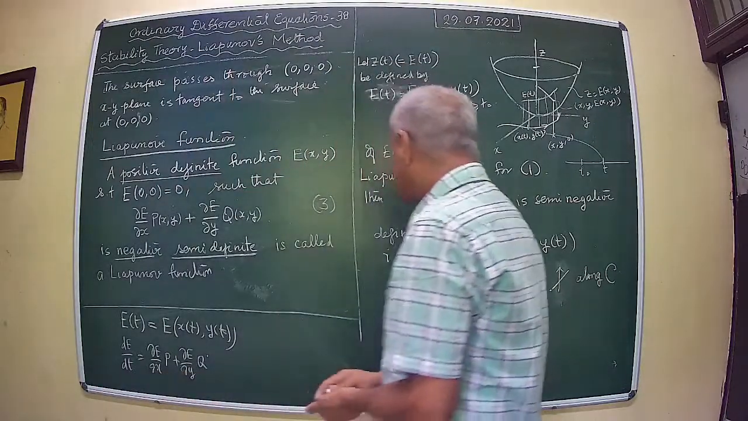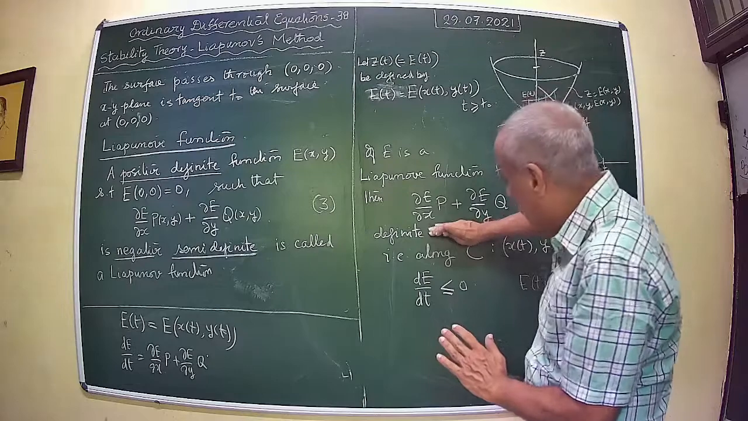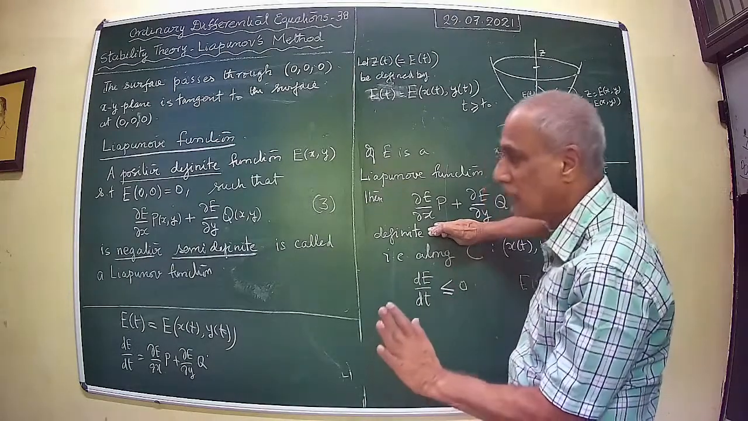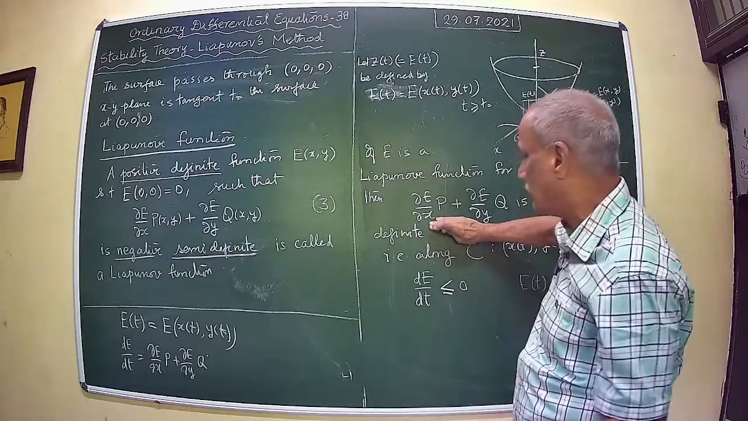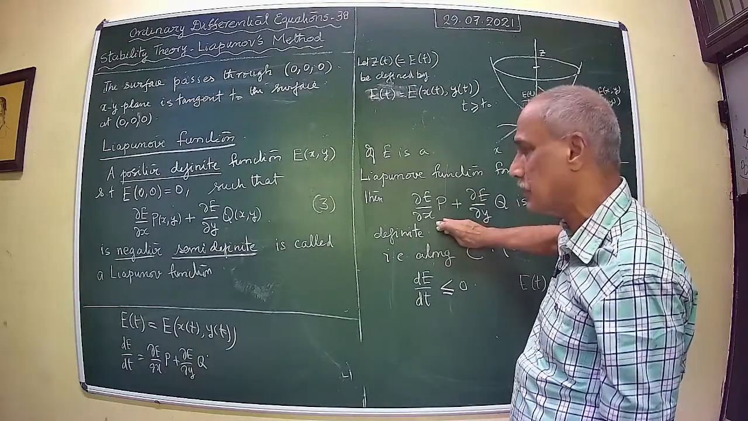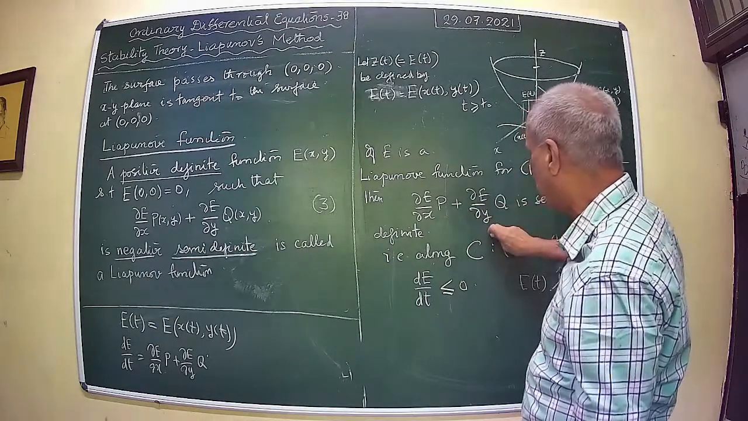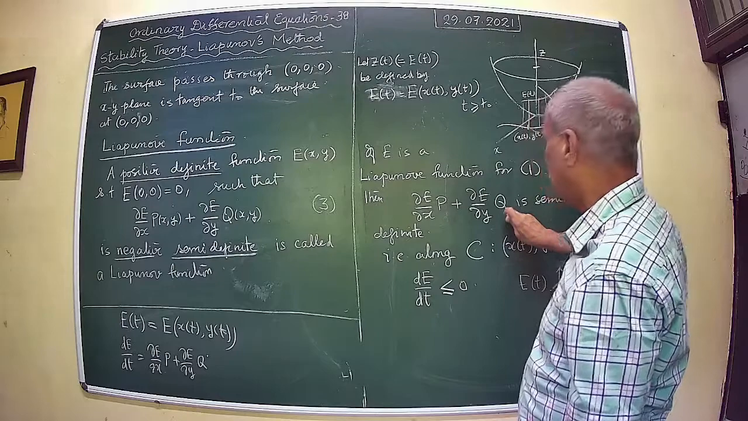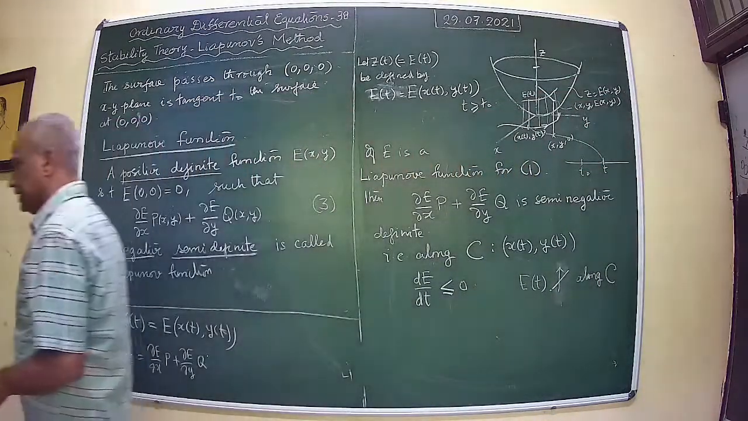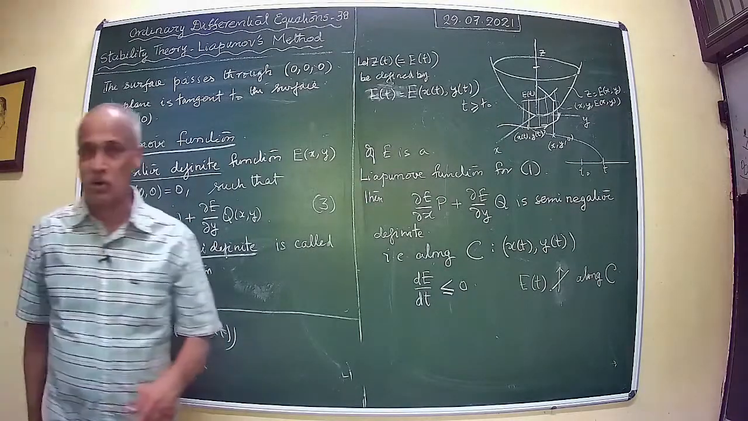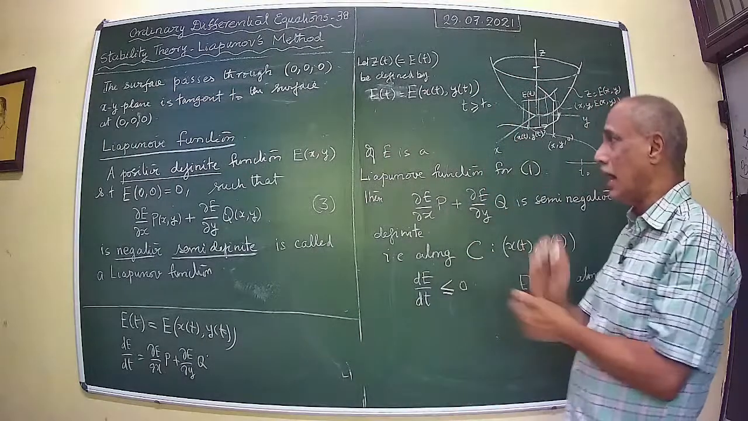Okay, so the question that you have is, you see, this part does not talk about a specific characteristic. It only talks about the partial derivative of E with respect to x multiplied by P plus partial derivative of E with respect to y multiplied by Q, and we are demanding that this is semi-negative definite.